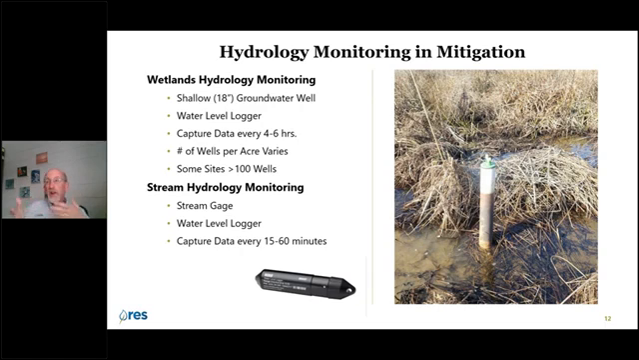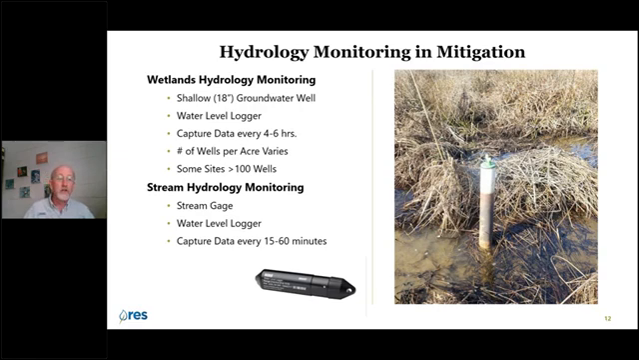The number of wells per acre varies depending on where you are in the country and the rules that apply there. And on some sites, we have as many as 100 wells out on a site. So as you can see, there's a lot of time and labor for installation and then monitoring over the life of a mitigation site, which might be as long as 10 years.